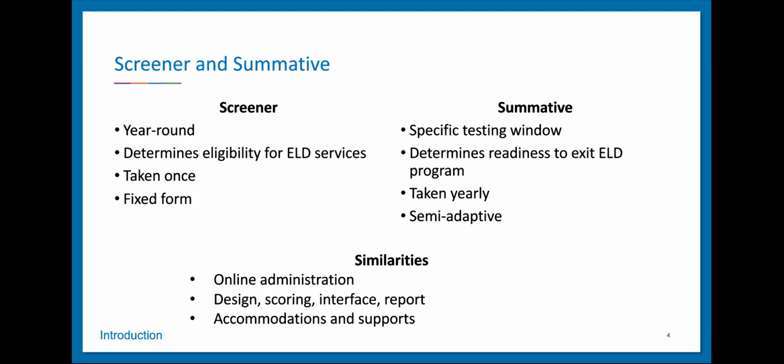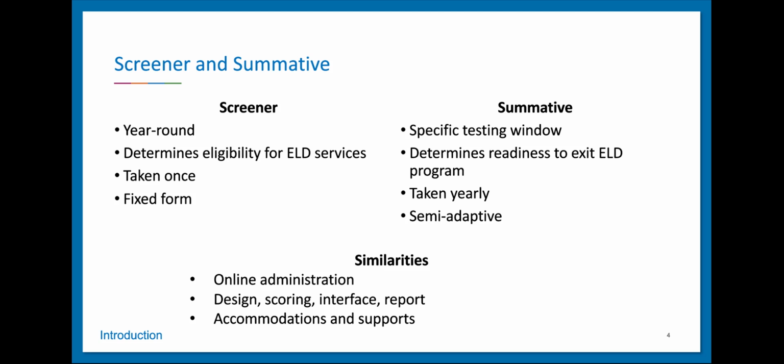The ELPA screener and ELPA summative differ in purpose and availability. Notably, the screener is intended to be a one-time event, which determines student entry into English language development services, while the summative is an annual expectation taken by all students who have not yet exited EL status. The screener is a fixed form, which means that at a given grade level, the test always presents the same items in the same order.